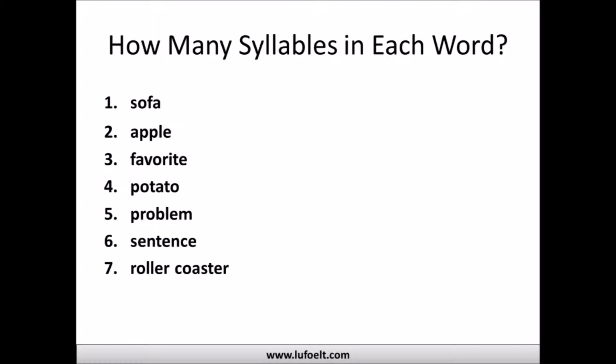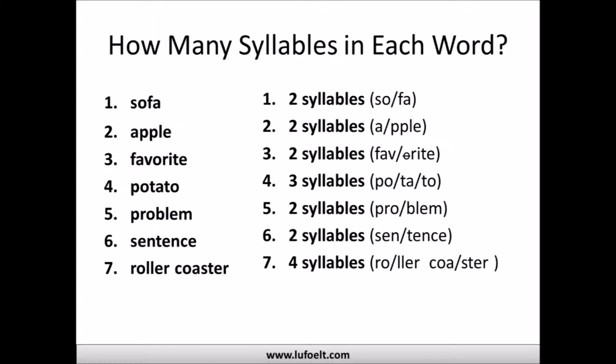So if you're not ready, pause the video. I'll show you how many syllables are in each word. Okay, so for sofa, it is 2 syllables, sofa. And for the second word, apple, this is also 2 syllables. For the third word, it is 2 syllables, favorite. Okay, the O in that word is oftentimes silent, skipped.